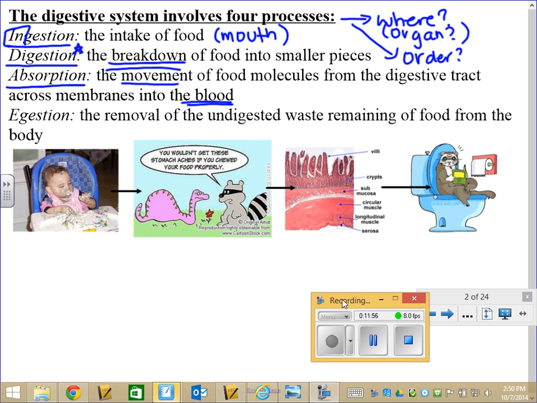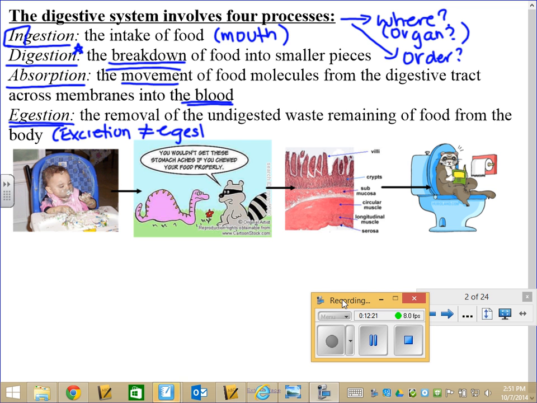So absorption is when your digestive system extracts whatever it's going to extract from your food, and those molecules move into your blood so that they can be transported. Lastly, we have egestion, and I'd like to make a note.